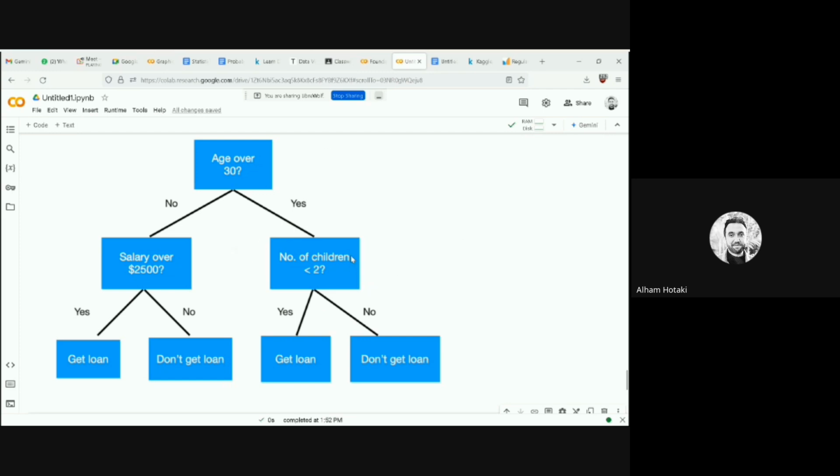Number of children. How many? For example, less than 2 or more than 2. You see? So this is another feature. Age was the first feature. The second feature for the same route was the children. If less than 2, yes, then get the loan. Give the guy the loan. So at least this is a very first rough assessment of how to get a loan or not, from a bank point of view.